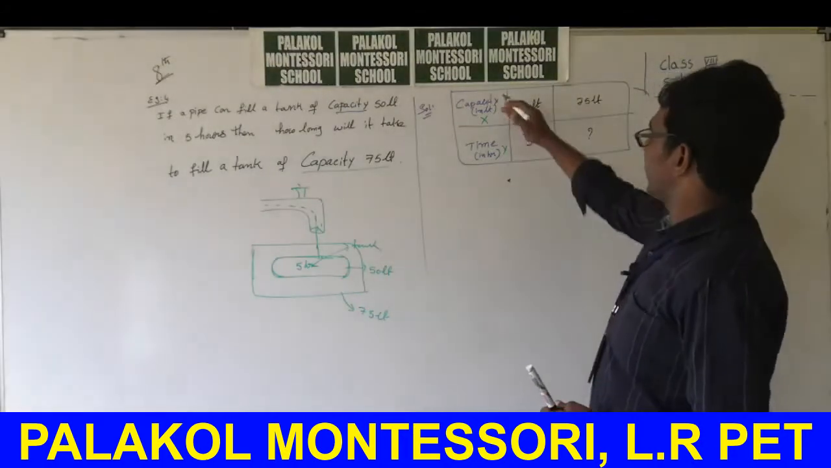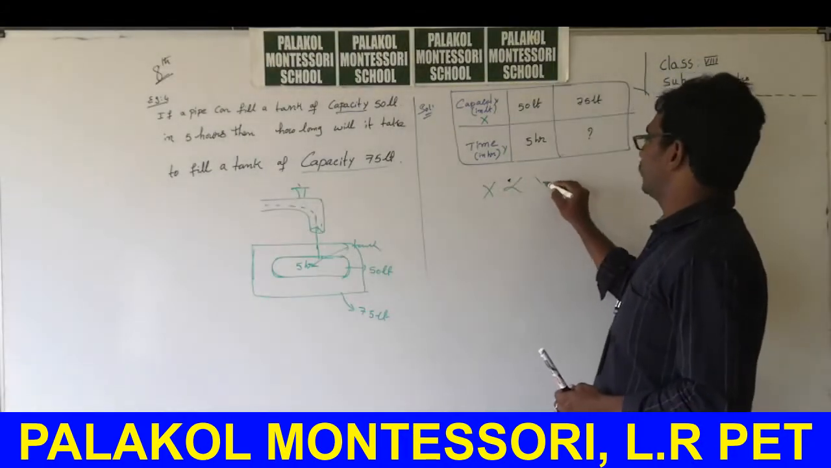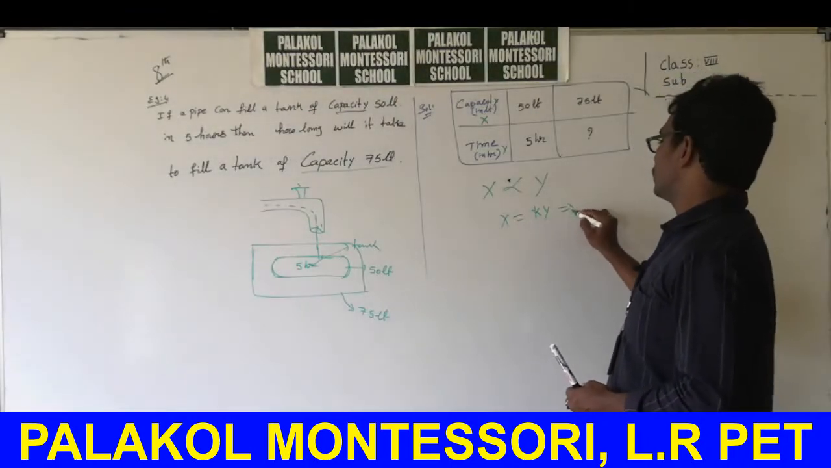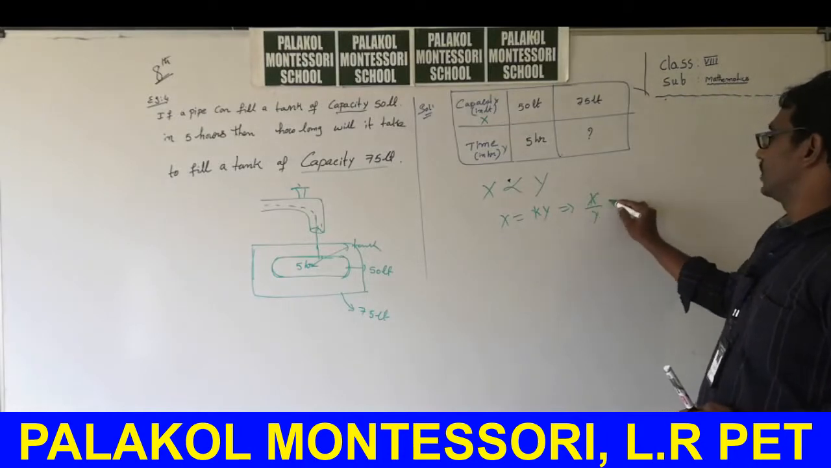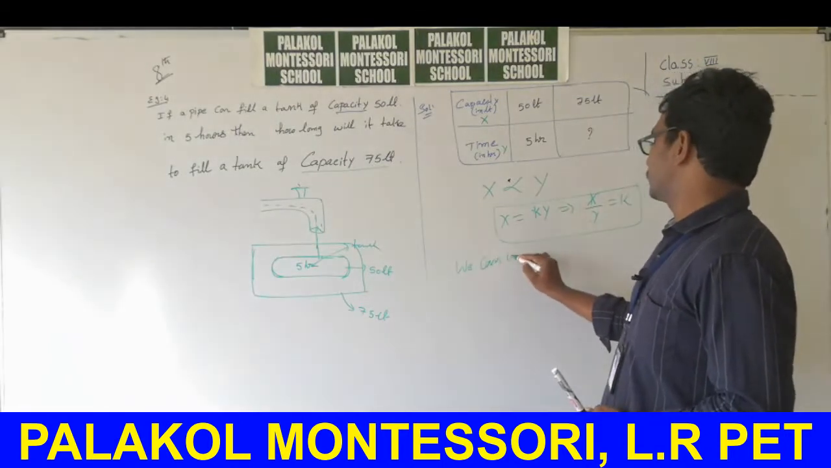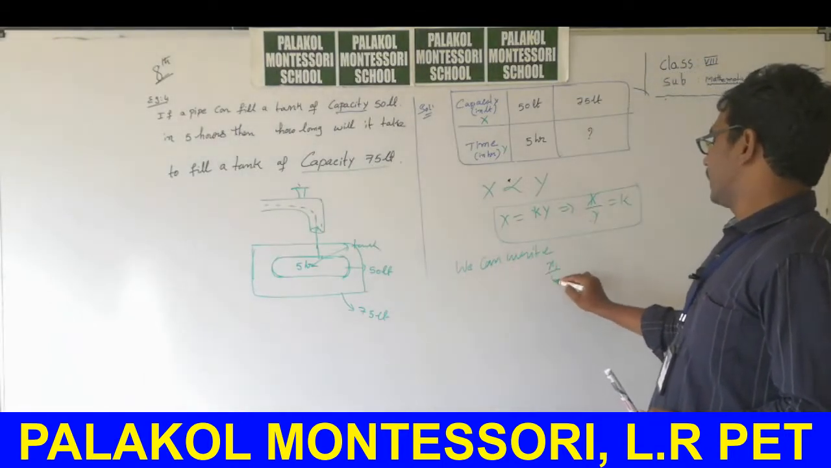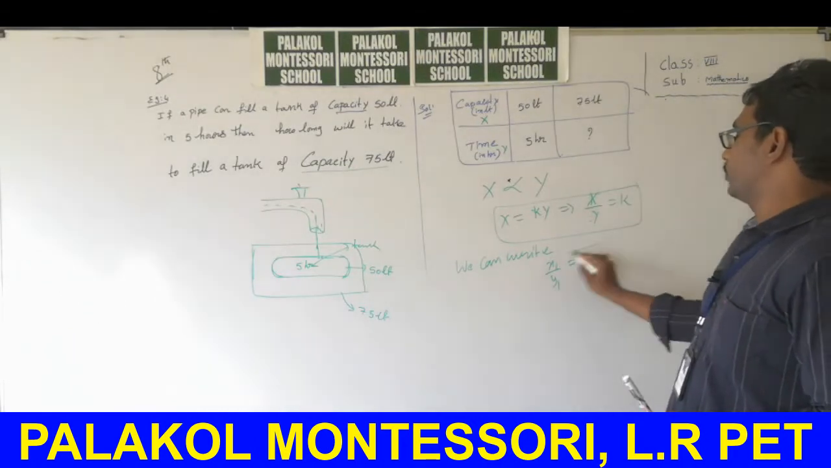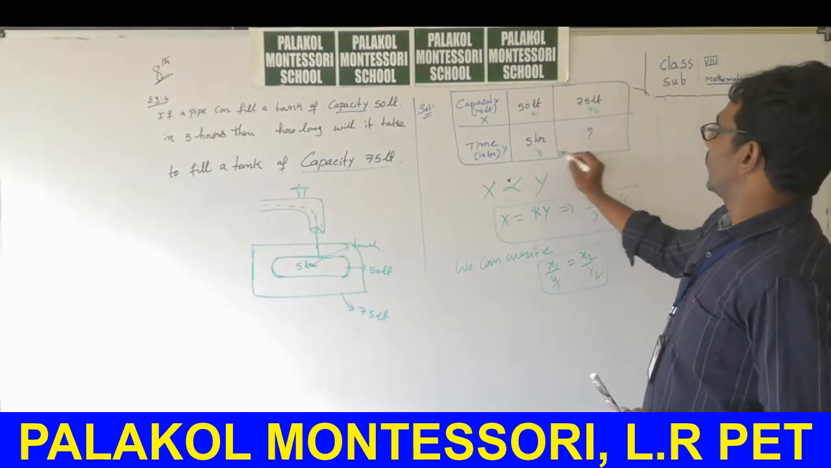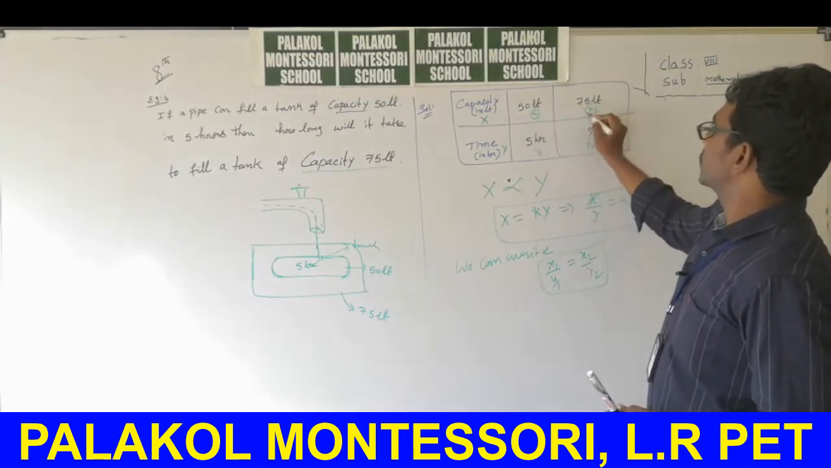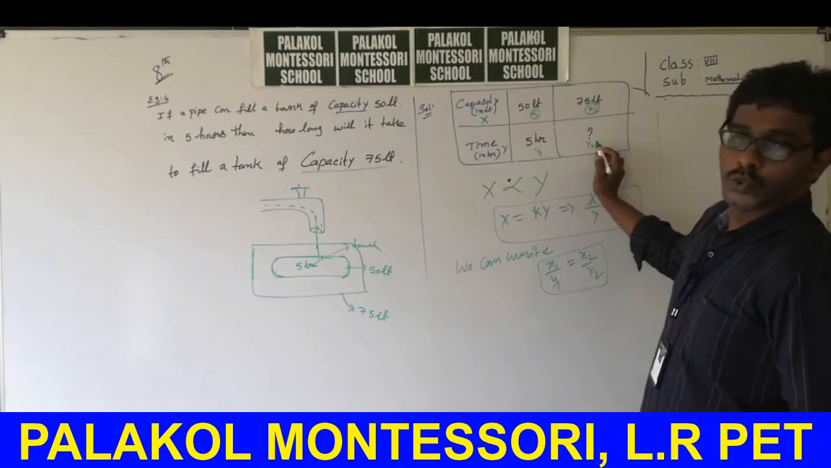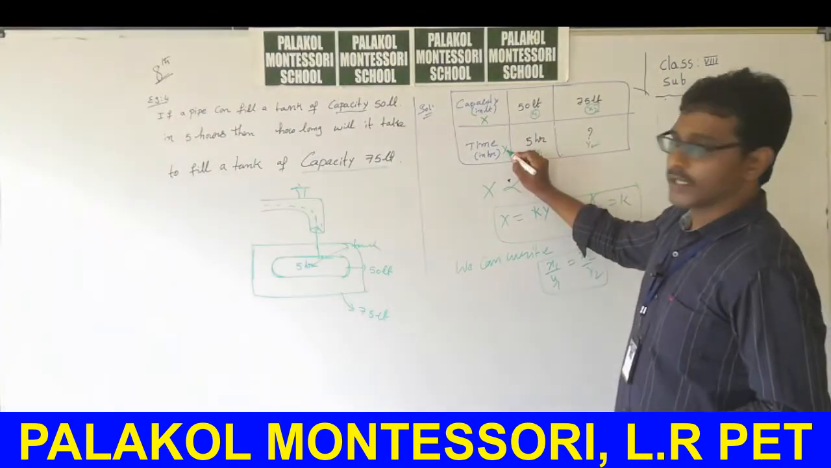What is the relation between x and y? Already found out: x is directly proportional to y. x is equal to ky, so x by y is equal to k. Immediately you can write x1 by y1 is equal to x2 by y2. Put that in the box. So this one is x1, x2, y1, y2. x1, x2 belong to the corresponding values of x, and y1, y2 belong to y.